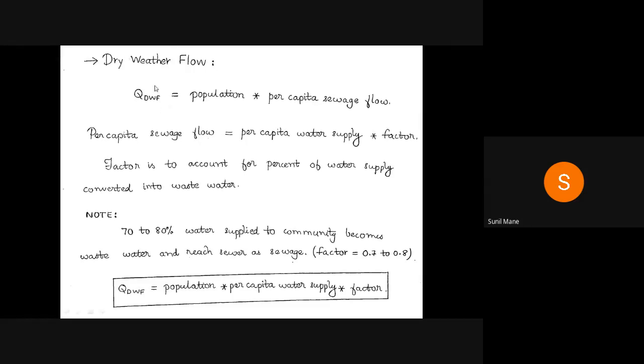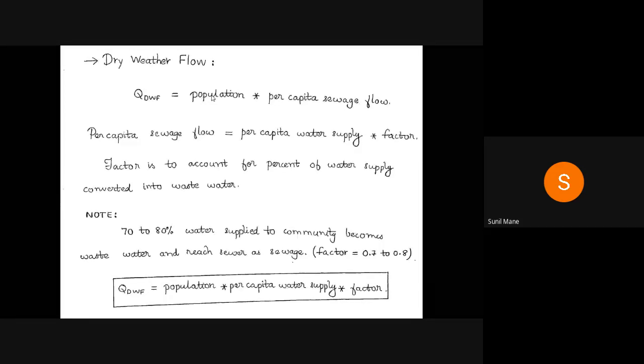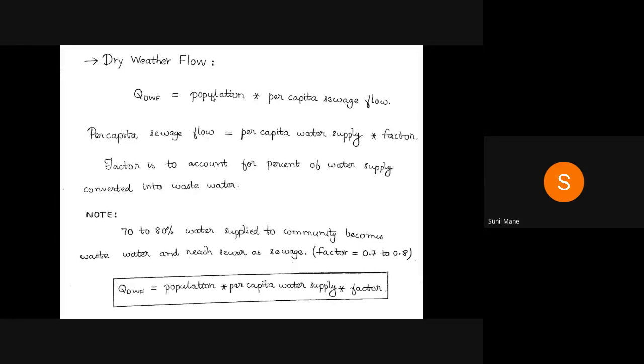The dry weather flow is calculated as follows. Yesterday we calculated the population equivalent. Right now, we have information of an area. If it is a city or town, then generally we have the information regarding the population, the exact count. That count we can have, and per capita sewage flow is also calculated.